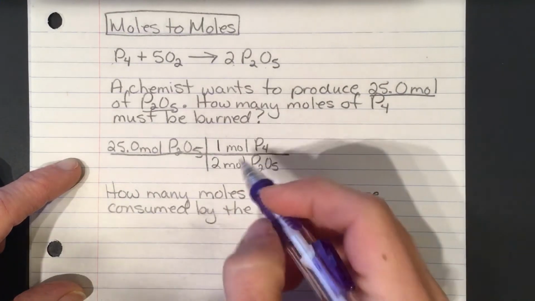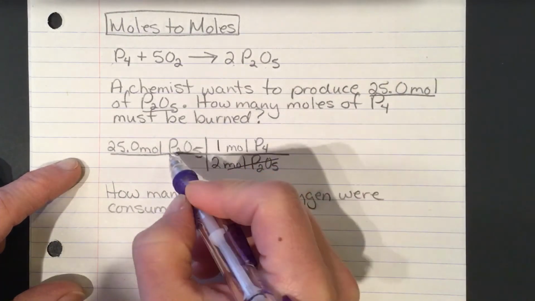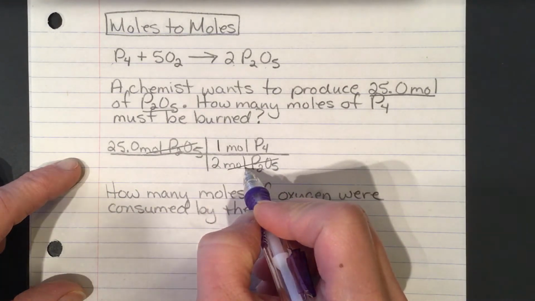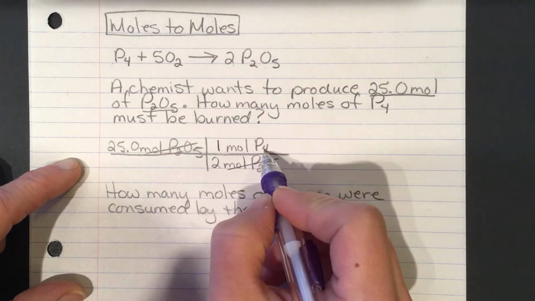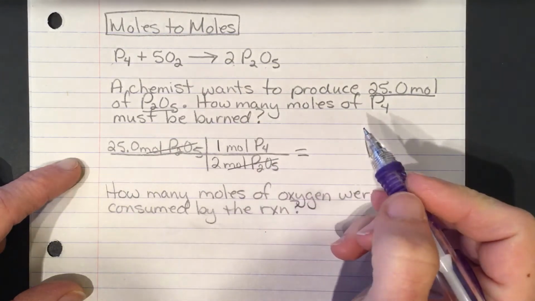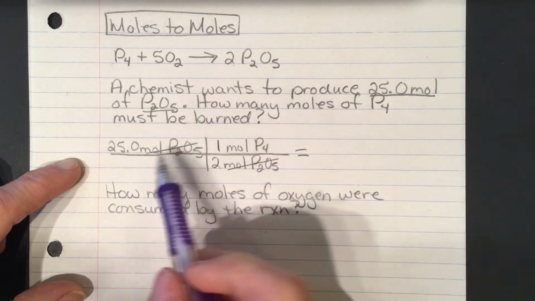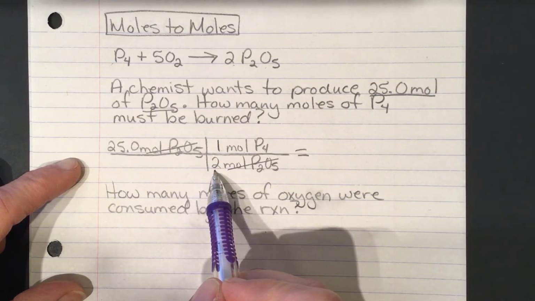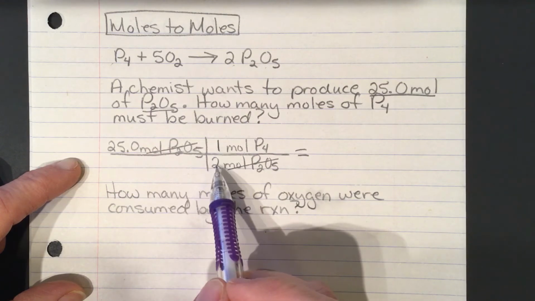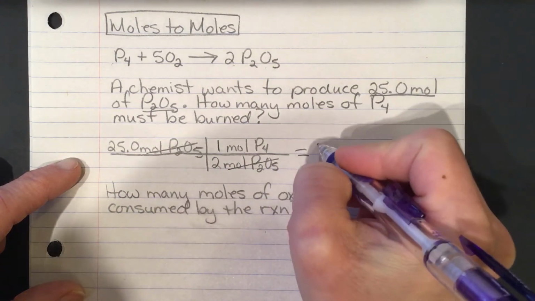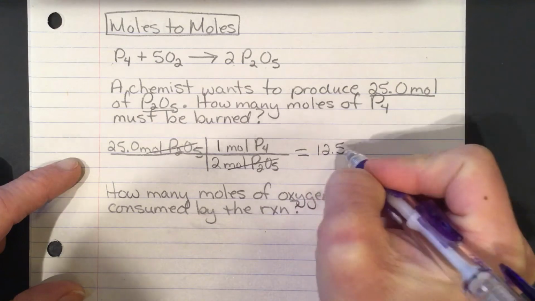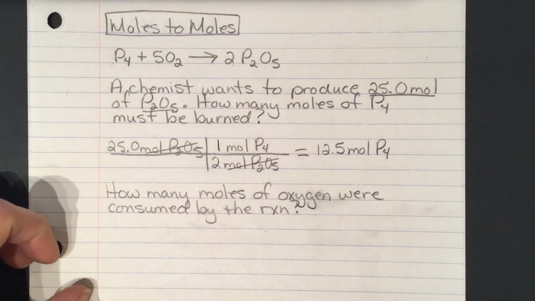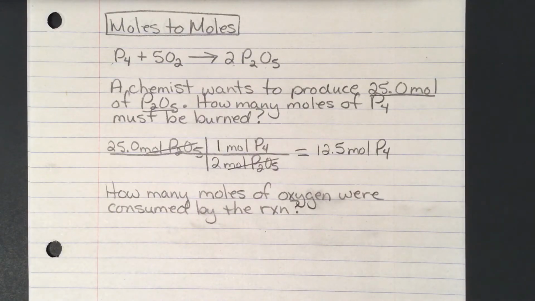Now I know I set this up right because I have moles of P2O5 on the top here and on the bottom here, so it cancels out. And I'm in moles of P4, which is what I want. So when I multiply across the top and then divide by 2, so 25 times 1 is 25, divided by 2, I get 12.5 moles of P4.